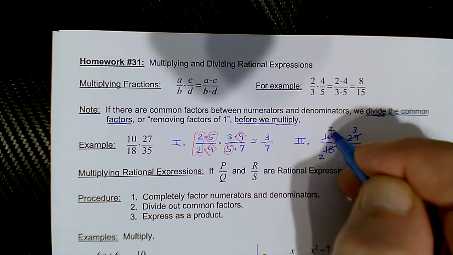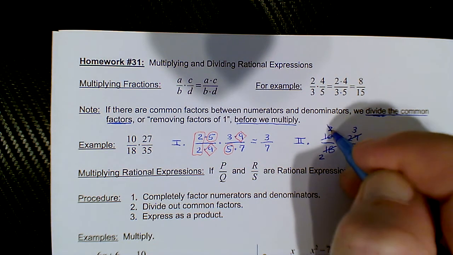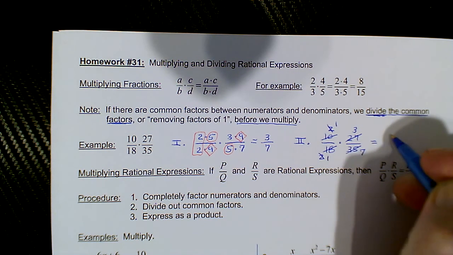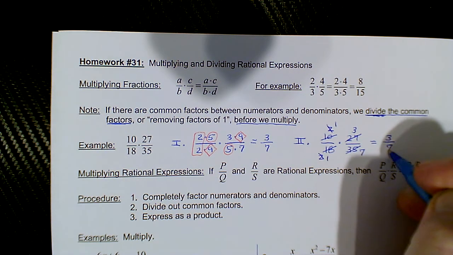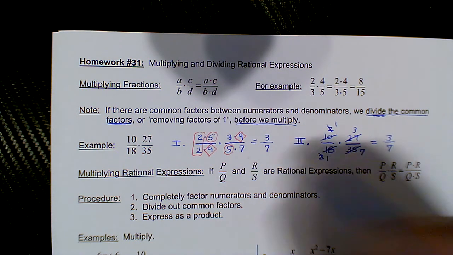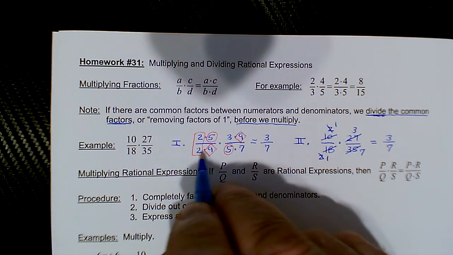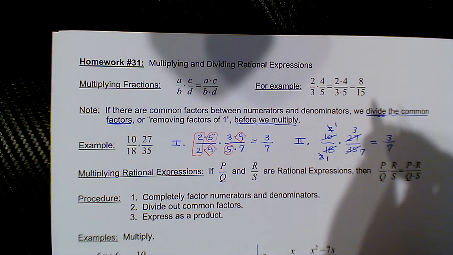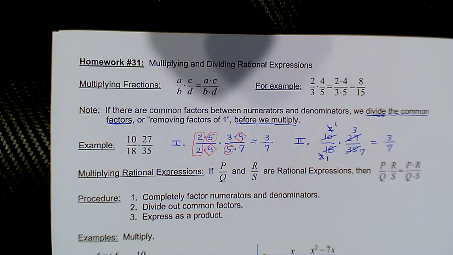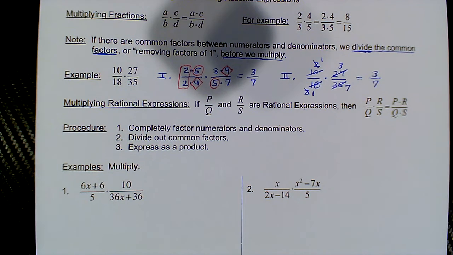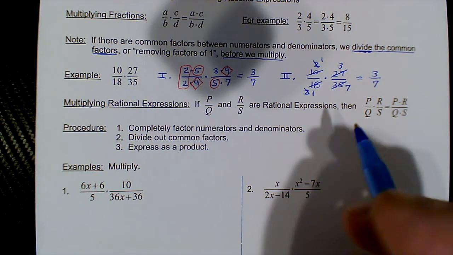But then you could also divide out these 2's. So that 2 cancels to give you 1 with this 2, and we get the same result. So the canceling concept is typically how we go about it, but the idea is that you're really factoring and then removing the common factors of 1. That's essentially the same thing we're going to do when we multiply rational expressions.